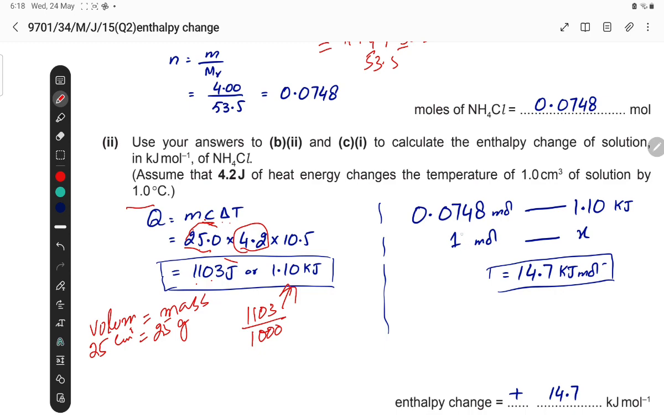So 0.0748 mole is releasing 1.10 kilojoule energy. 1 mole is equal to X. So this is 14.7 kilojoule. You can write down now according to the new syllabus. This is the formula of delta H. You are using it like this.